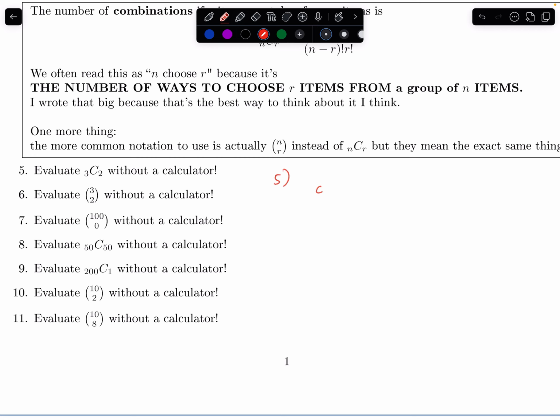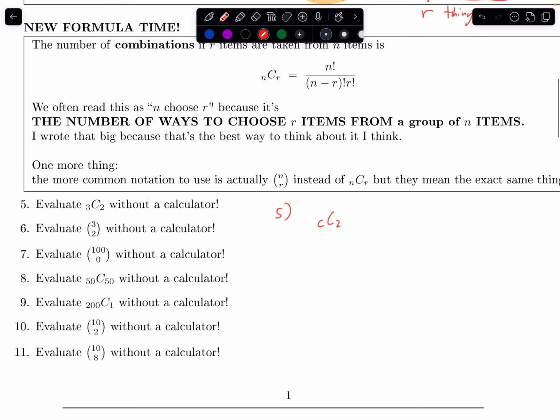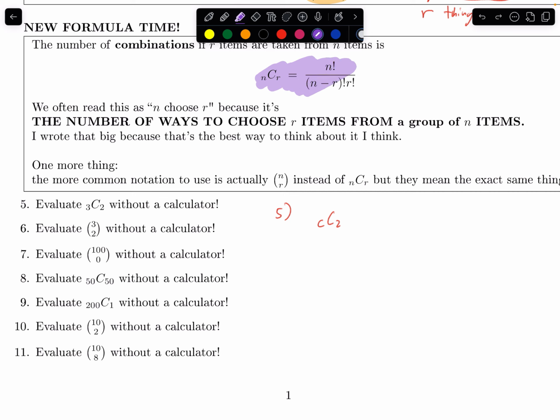Number 5, we have 3C2. I'll just leave this formula in view here. Let's make a nice little purple highlighting here. Purple's a nice color.